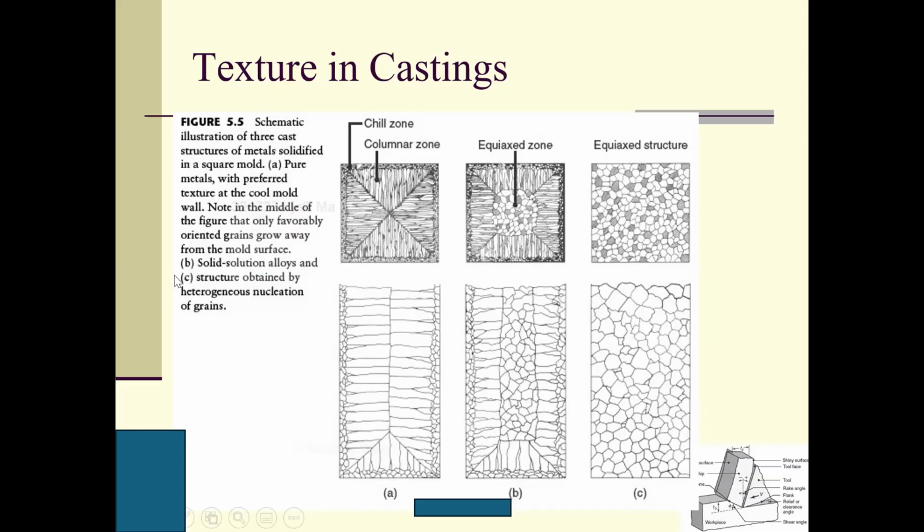So the third one is the structure obtained by heterogeneous nucleation of grains. So nucleation, here this is heterogeneous. Heterogeneous means that it's not homogeneous. So this is also an equiaxed structure. But these are different, and different colors mean different grains. So this is the texture in casting.